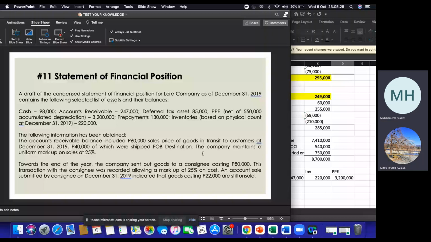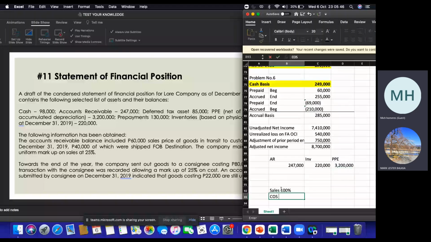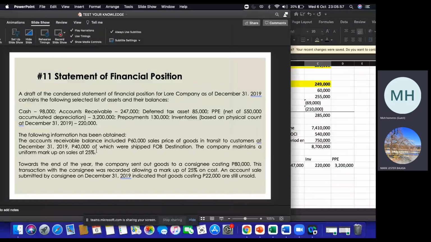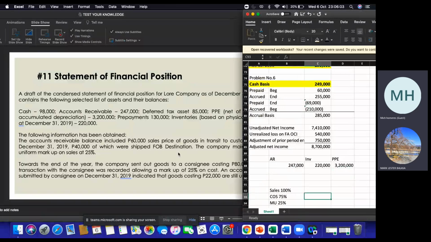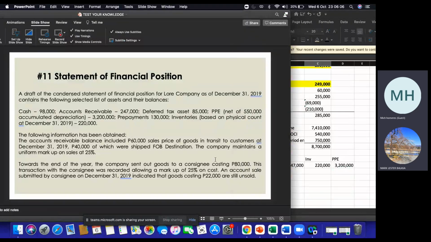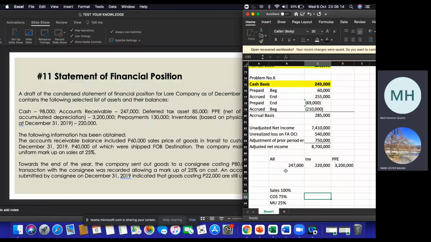Kasi kung meron tayong sales na 100% and may markup na 25%, iano natin yan. Sales na 100%, okay? And may markup tayo na cost of sales 75%, okay? Cost of sales natin 75, tapos markup natin is 25%. Okay? Kasi sabi the company maintains a uniform markup on sales at 25%. So we have cost of sales of 75%. Tama ba? Okay? Nagigets? Alright? Gets mo? Therefore, at December 31, yung 40,000 tatanggalin natin.